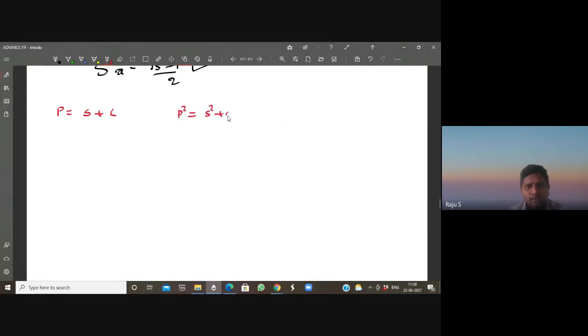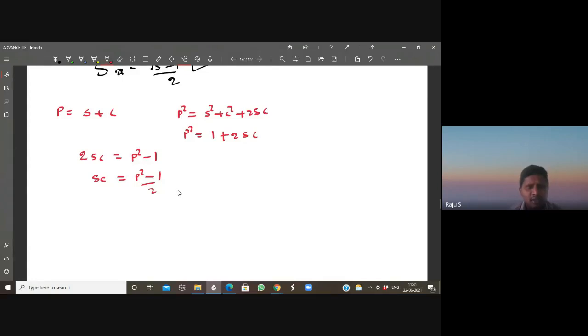S square plus c square plus 2sc. This is 1, so p square is equal to 1 plus 2sc. So 2sc is equal to p square minus 1. sc is equal to (p square minus 1) by 2. Okay, sin theta into cos theta value we got as (p square minus 1) by 2.